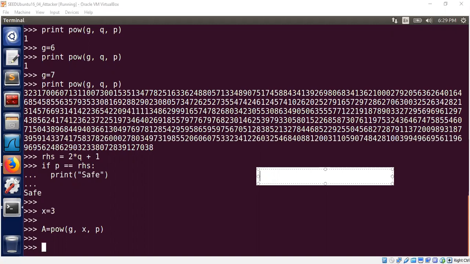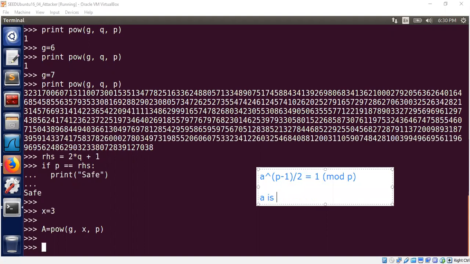So he said like this: an element A can be written as a power of 2 if and only if A to the power (P minus 1)/2, the whole (P minus 1)/2 is an exponent, is equal to 1 mod P. Okay, if this is true, A is a quadratic residue. A must be a quadratic residue. So that means we can write A as a power of 2. That's what he's trying to say.